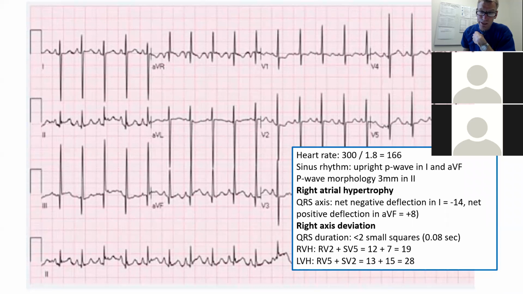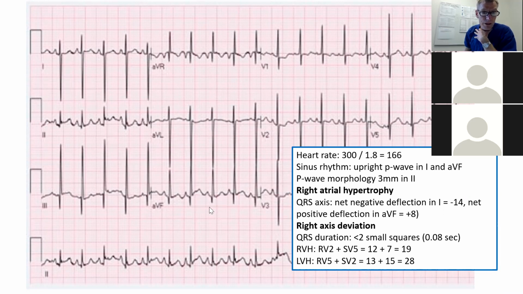We talked then about looking for whether or not there's sinus rhythm. So is there an upright P wave in lead 1 and in AVF? And you can see the P wave is upright, and there's a P wave before every QRS complex. So this child is in sinus rhythm.